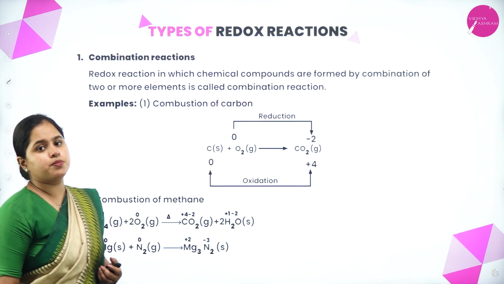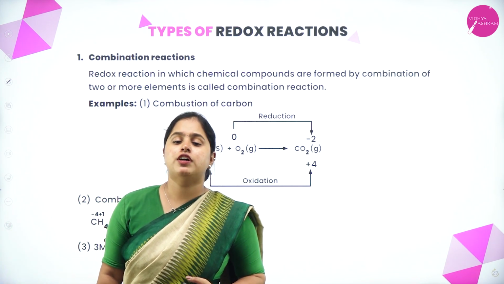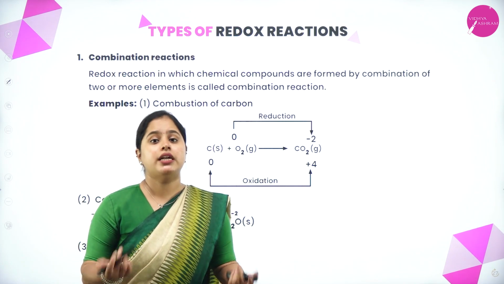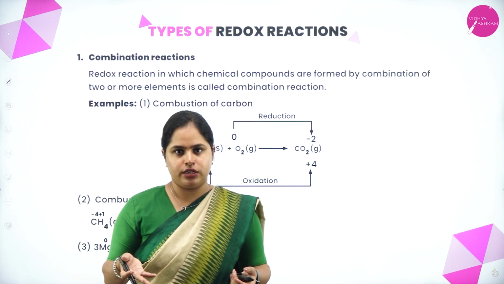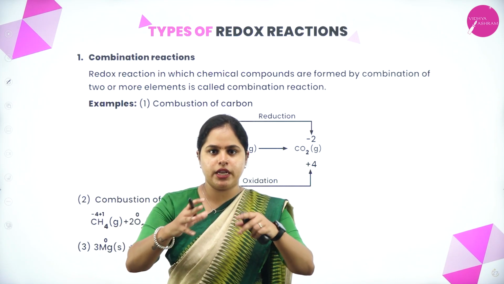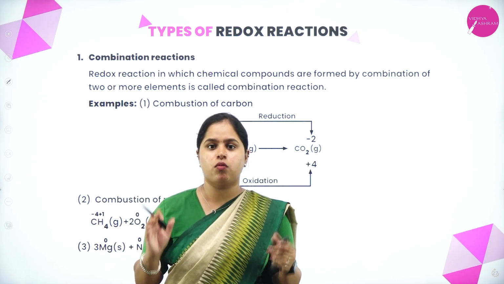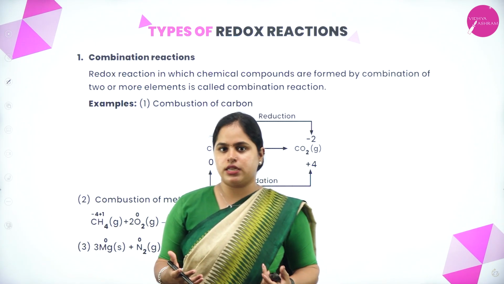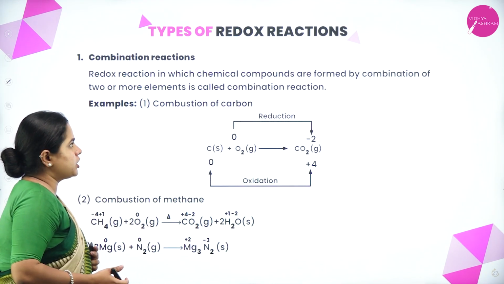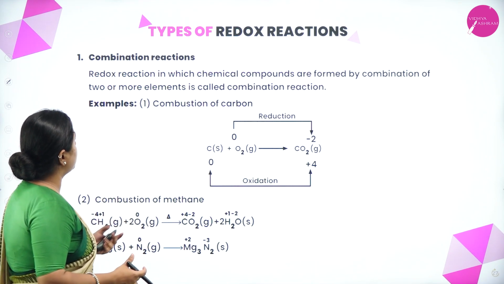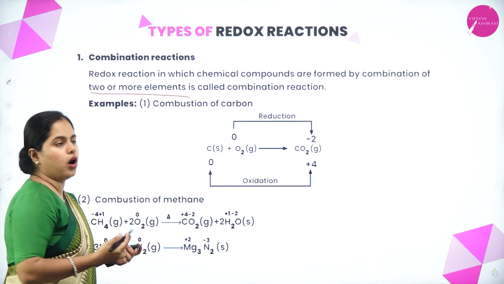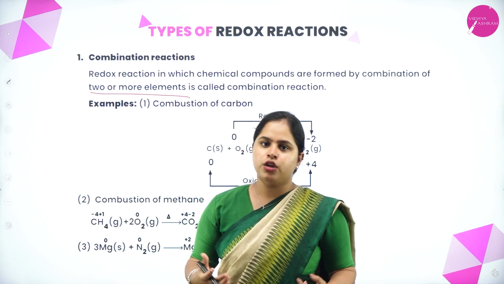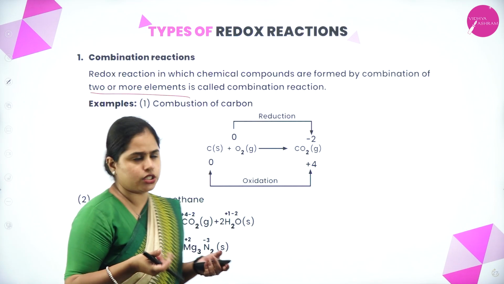Two different types of redox reaction. The first one is the combination reaction. You must already know what generally a combination reaction is, right? Two things will combine and form a new product. So we are going to discuss it in terms of redox reaction. A redox reaction in which chemical compounds are formed by the combination of two or more elements is called a combination reaction. So two or more different elements will combine and form a new product.